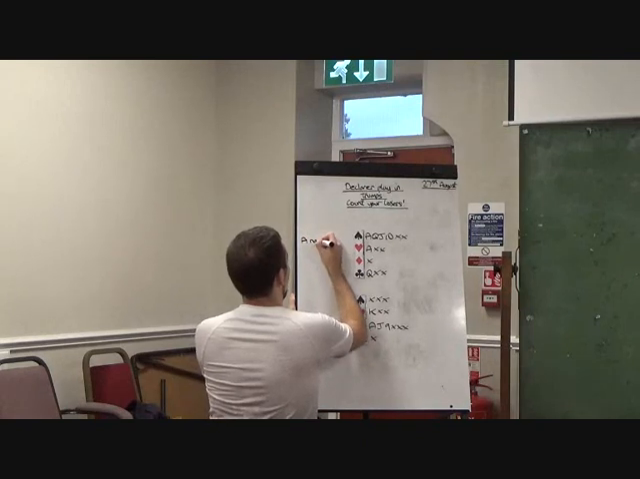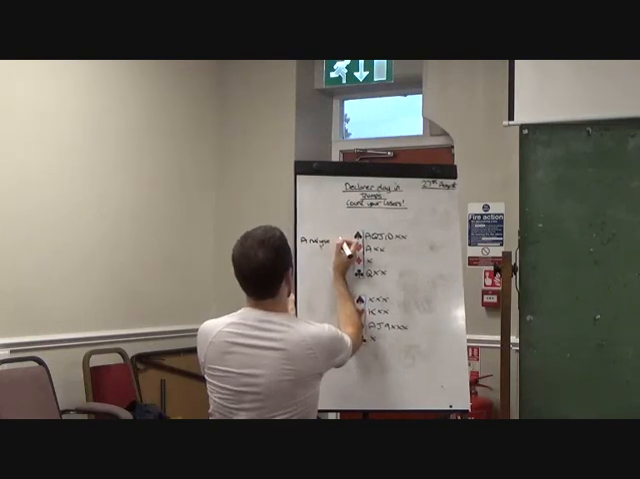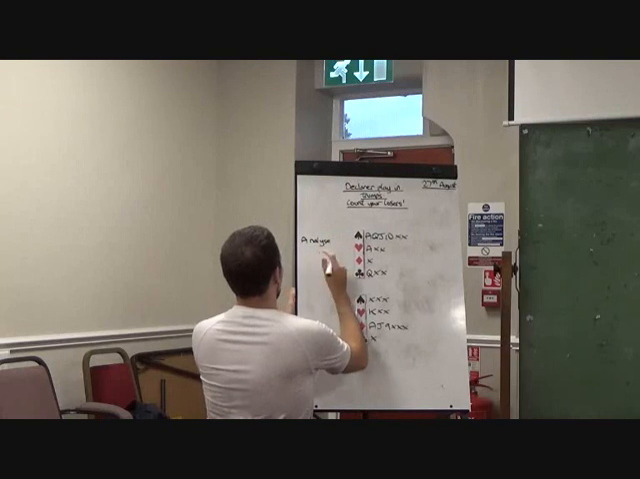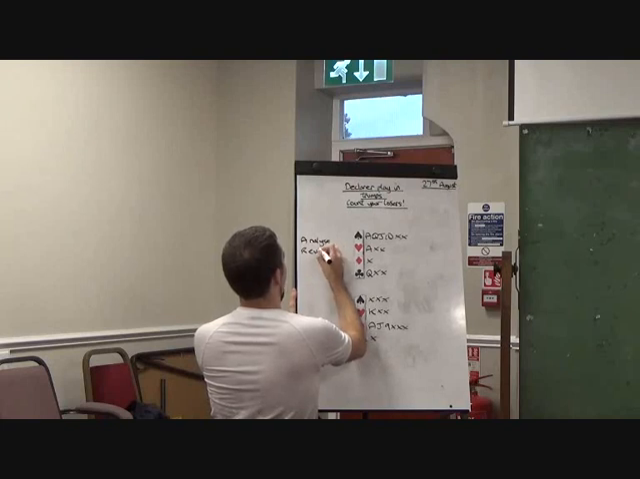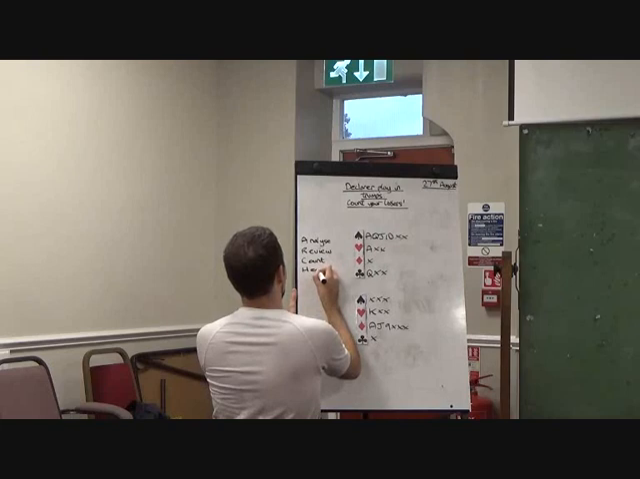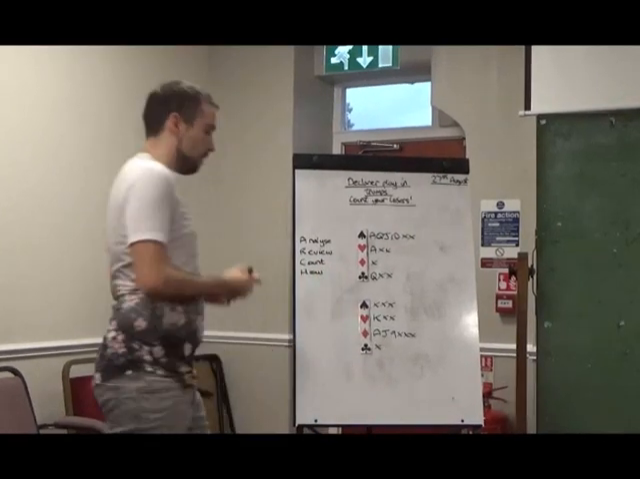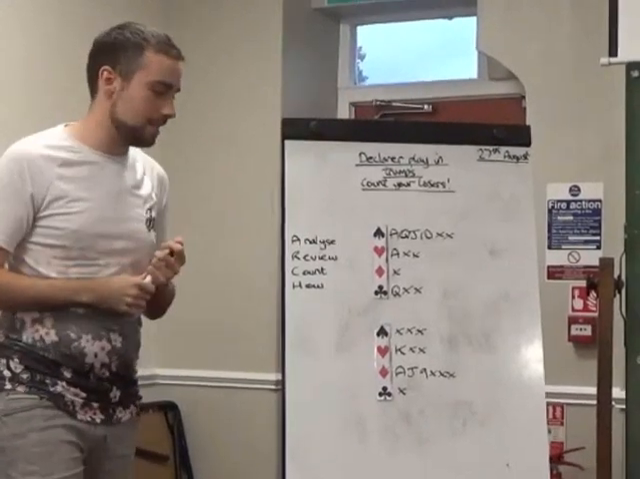A stands for analyse. How can I spell analyse? That's it. That's weird. My brain just died there for a second. R is review. C is count. H is how. Now some of them are commands, some of them are nouns, so it doesn't quite perfectly stand.